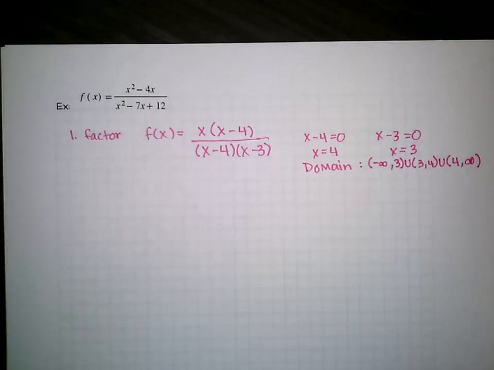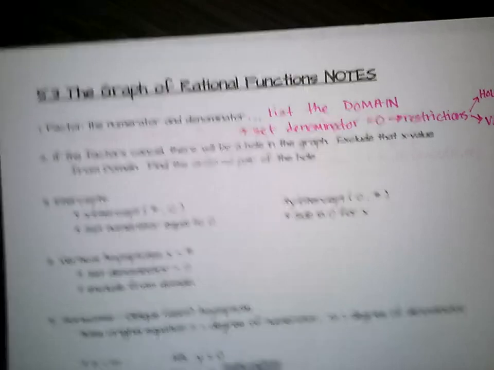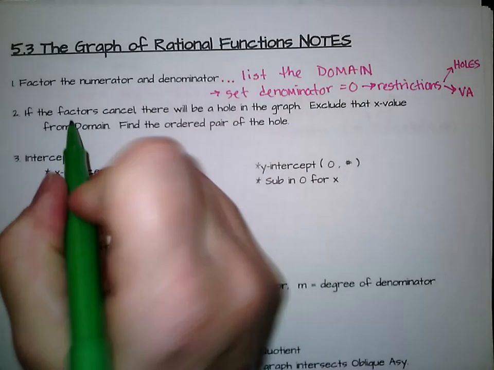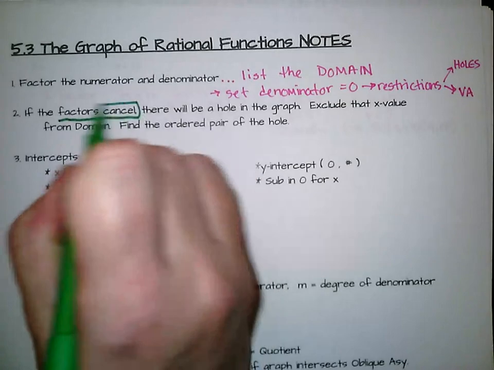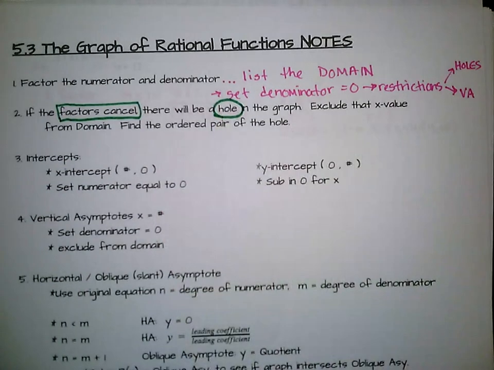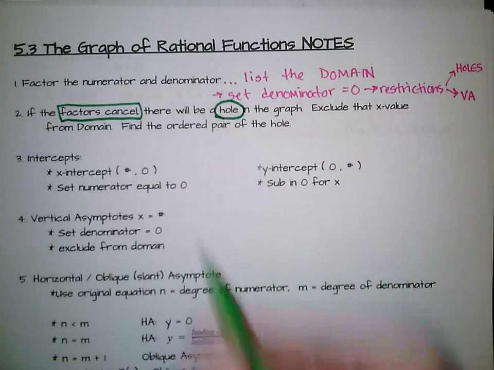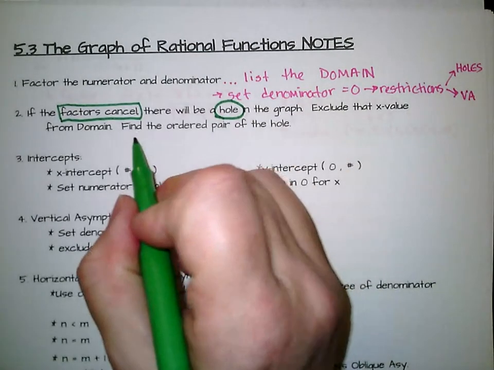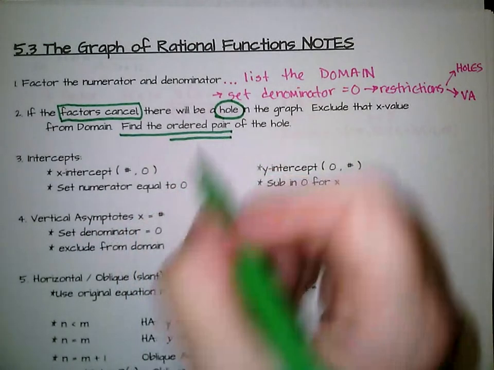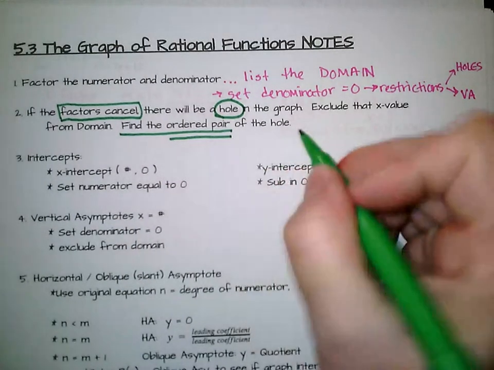Okay. Next, if any of the factors cancel, then there's going to be a hole in the graph. So when you have factors that cancel, there will be a hole in the graph. We need to exclude that value from the domain, which we already have because we did that in step 1. And then we're going to need to find the ordered pair of the hole. This is a step that often gets overlooked, and I'm going to write how to do that here.